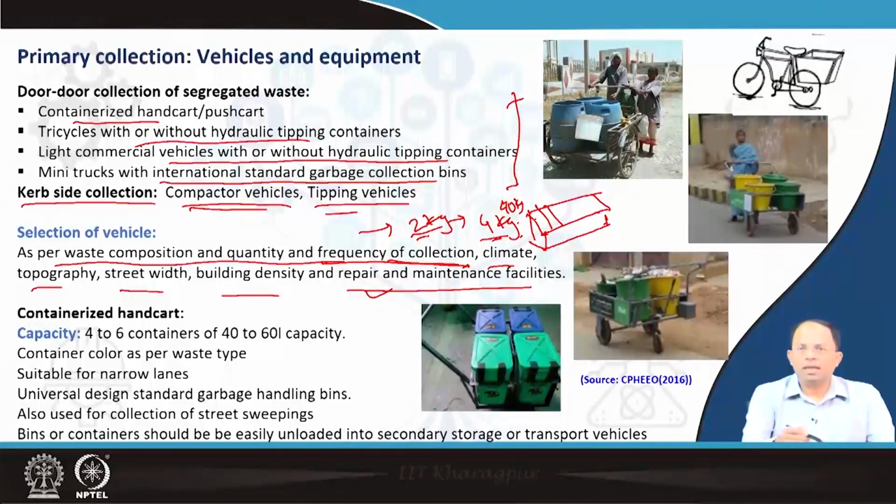So in that case, the time spent on collecting waste is more than the traveling time of the vehicle from that particular area to the transfer station. So we have to make these choices, right? What should be the frequency?